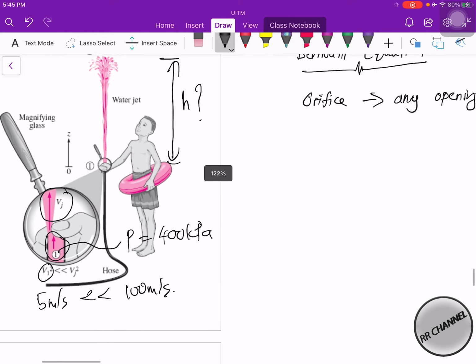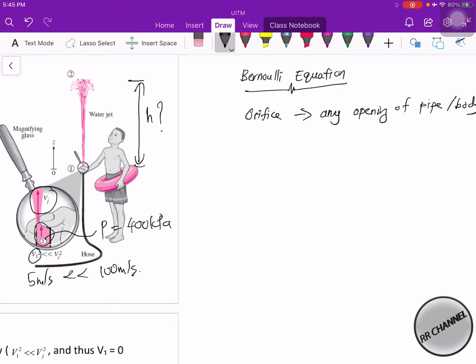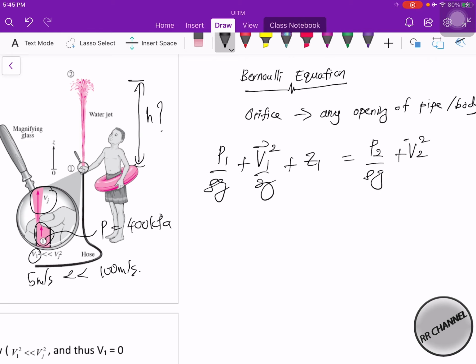So when we write out the Bernoulli equation, P1 over rho g plus V1 squared over 2g plus Z1 equals P2 over rho g plus V2 squared over 2g plus Z2. Where V1 is equal to 0 at point 1, just before the flow comes out from the thumb. This is a very important assumption in order for the Bernoulli equation to be applicable.